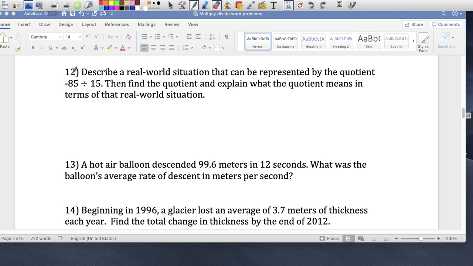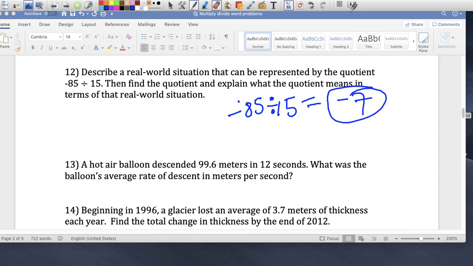So because I lost money, it's represented by negative 85, right? So I can just simply do negative 85 divided by 15. And that's going to give me 7, I think. Negative 7. And what does this represent? It represents that every day I lost $7. So you can choose a problem that has a negative connotation, right?